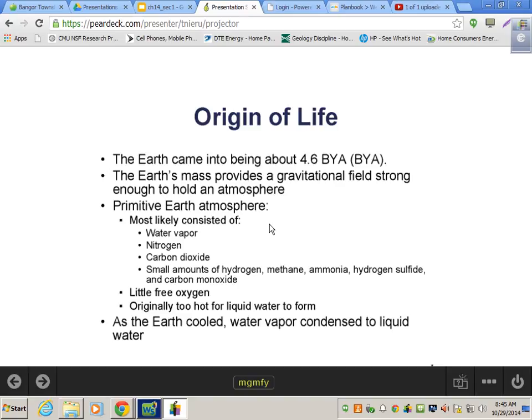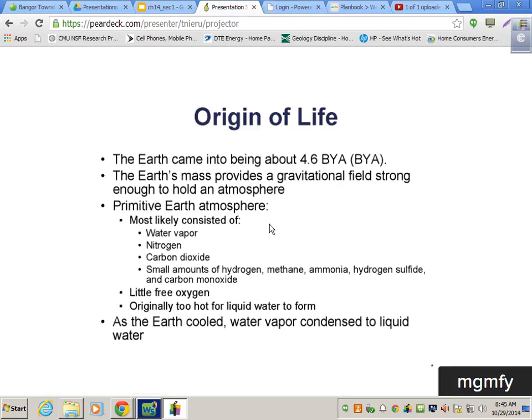So the Earth came into being about 4.6 billion years ago. How do we know that? Radiometric dating. If you don't believe in chemistry, I can't help you there.